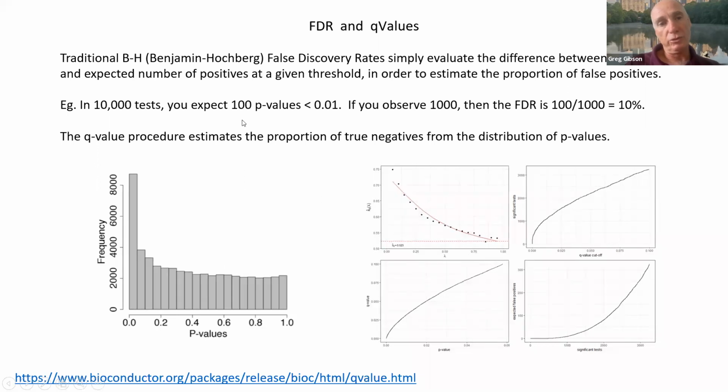That's a little bit different from a simple Benjamini-Hochberg adjustment, which says, okay, in 10,000 tests, I expect 100 of them to be less than 0.01. And if I observe 1,000, then my false discovery rate is 100 divided by 1,000. If I used a Q-value procedure, then I may be able to reduce that, maybe go out to 0.001 and see genes at that level. Or I might be able to go down to 0.03 and still have a 10% rate. So if you're doing bulk RNA-seq, I certainly recommend the Q-value procedure, and that's easily implemented in Bioconductor.